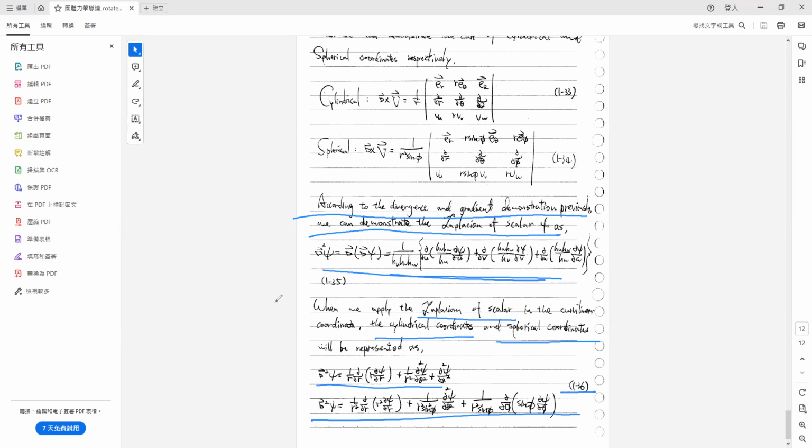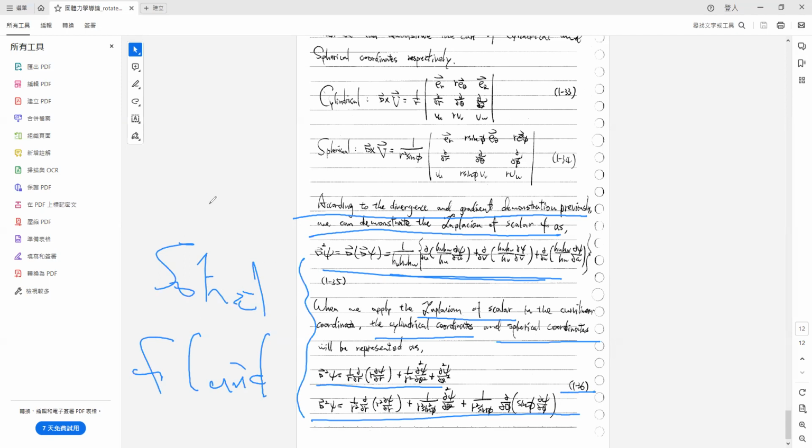So all of these are very important things in engineering mathematics and improve your basic concepts like solid mechanics and fluid mechanics. All of these concepts are very important. So all of this is the content of chapter 1.